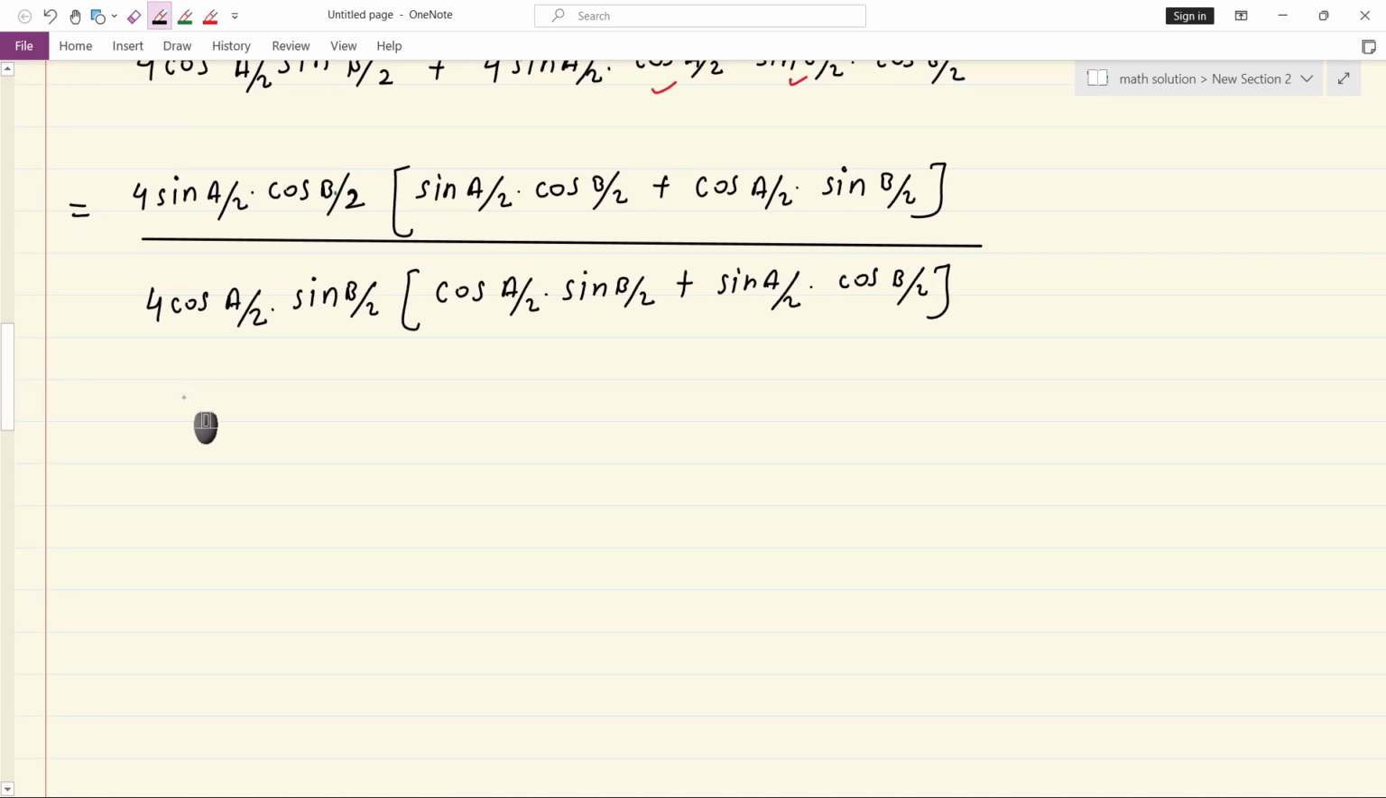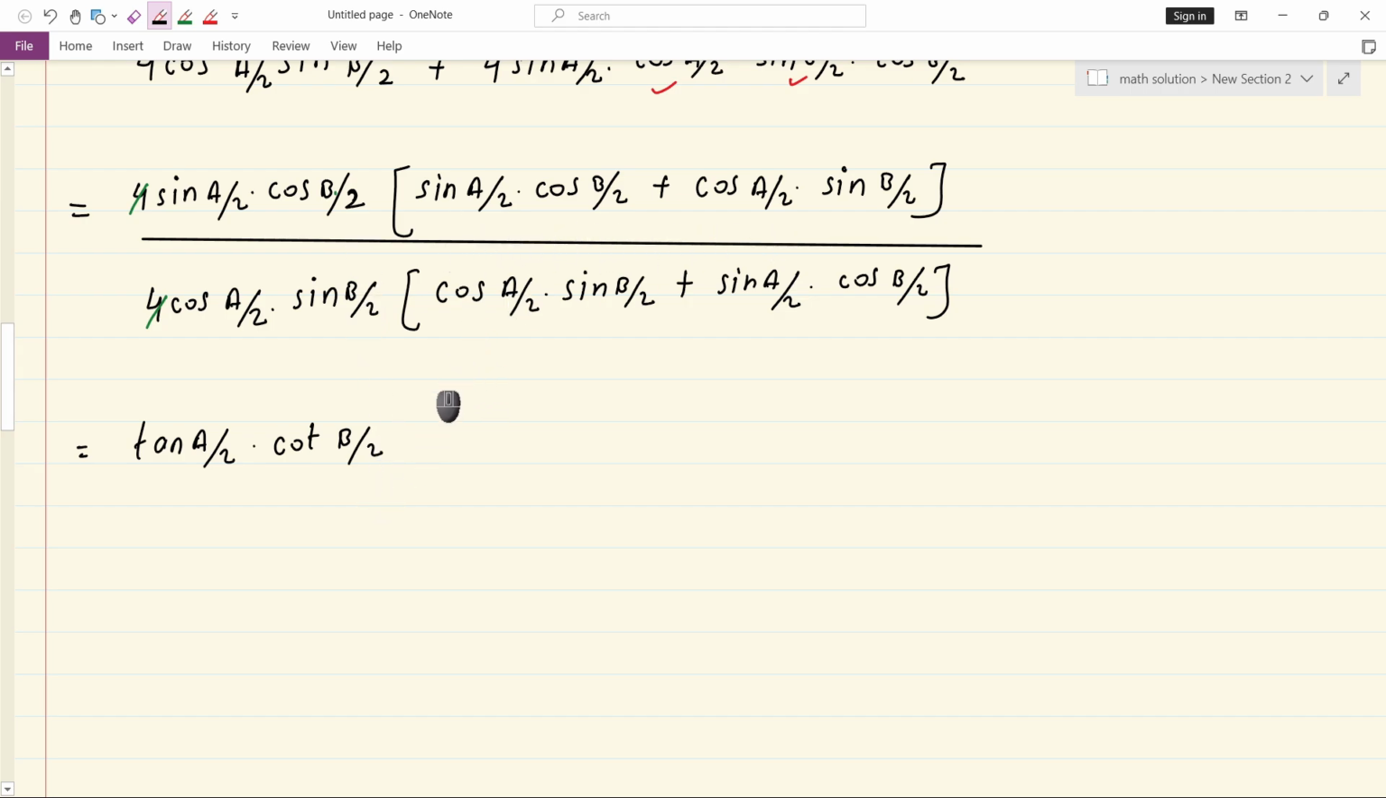So now let's move to the next step. Look here, sin θ upon cos θ is tan θ, and cos θ upon sin θ is cot θ. So here this 4 will be cancelled, and this sin A/cos A will be tan A/2 · cos θ upon sin θ, which will be cot B/2. In place of θ we have B/2, so we will write B/2.